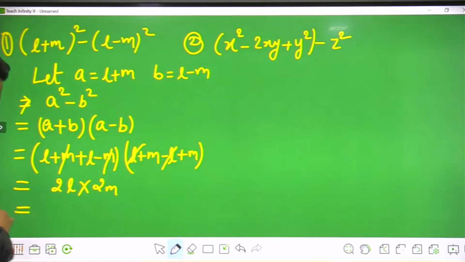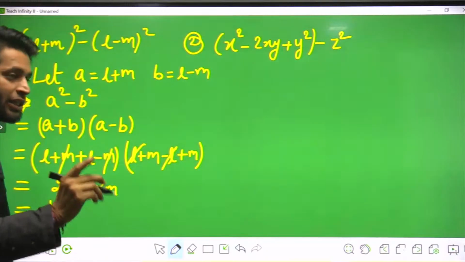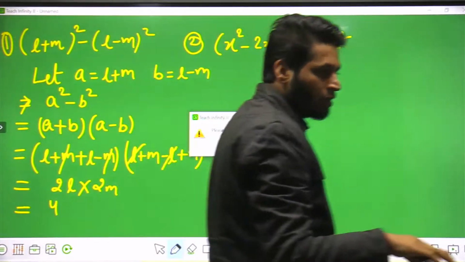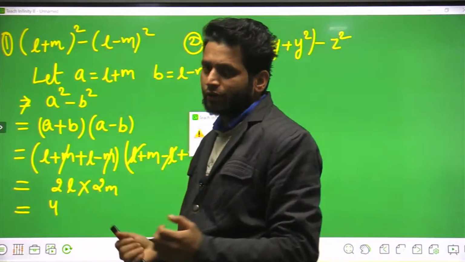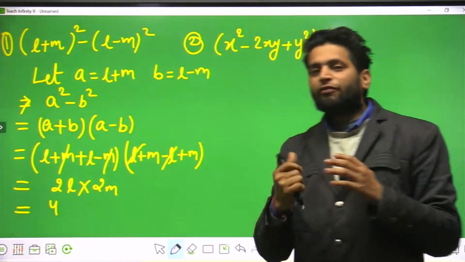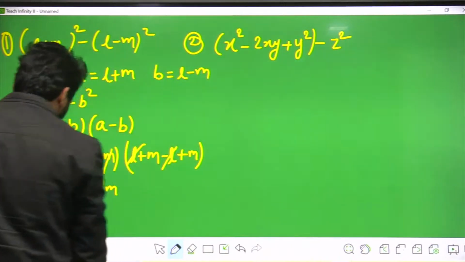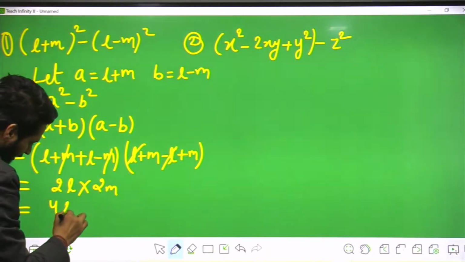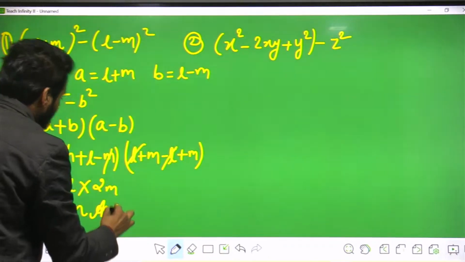Then 2 multiplied by 2 is how much? 4. And l and m are two different variables, so we write them together, just like x multiplied by y we write xy, and a multiplied by b is ab. So we can write lm. Okay, so that is the answer of this question.